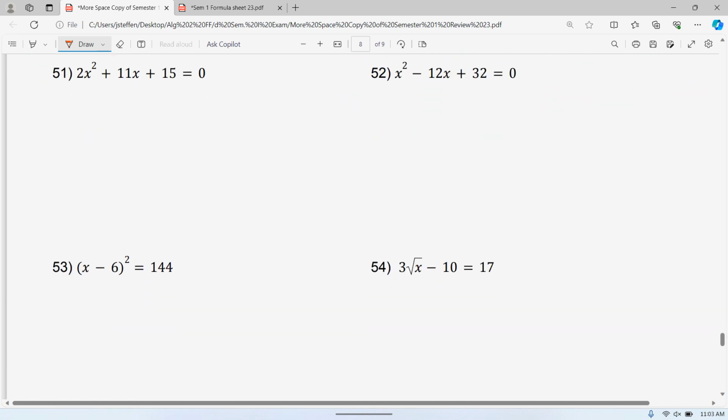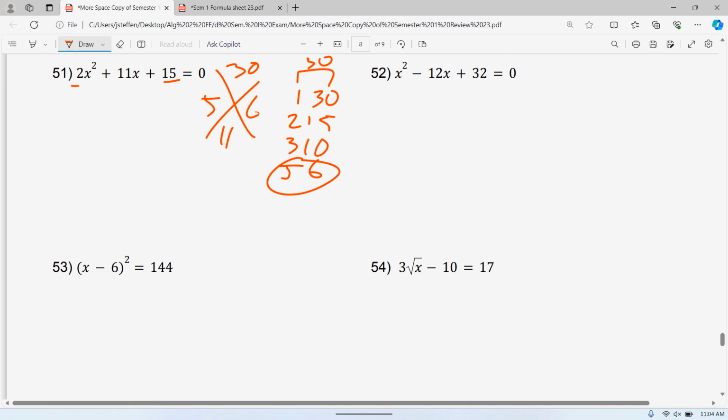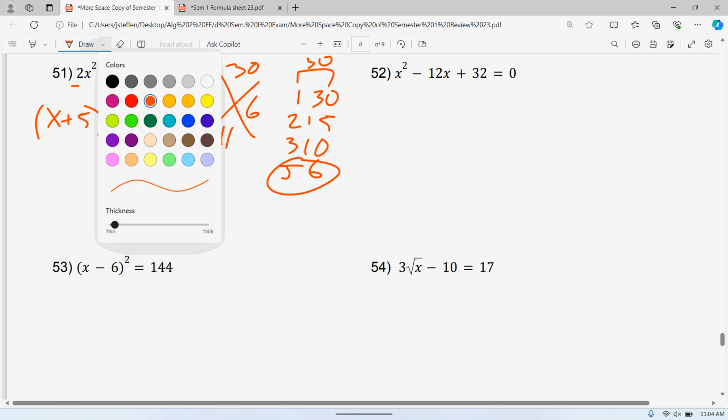This one, personally, there is a leading coefficient, so I usually use the quadratic formula, but factoring works with a leading coefficient, so I'll go ahead and do this one. So times 15, to be 11, 32 and 15. 4 doesn't work, 5 and 6. So 5 and 6 are the ones you're looking for. But 5 and 6 are not your answers. You divide both of these by 2.